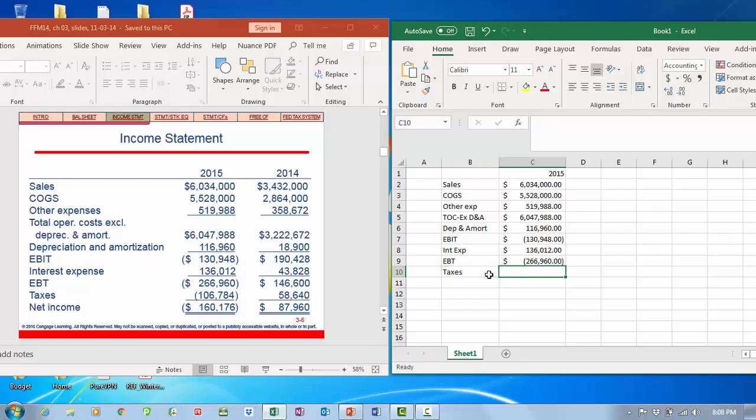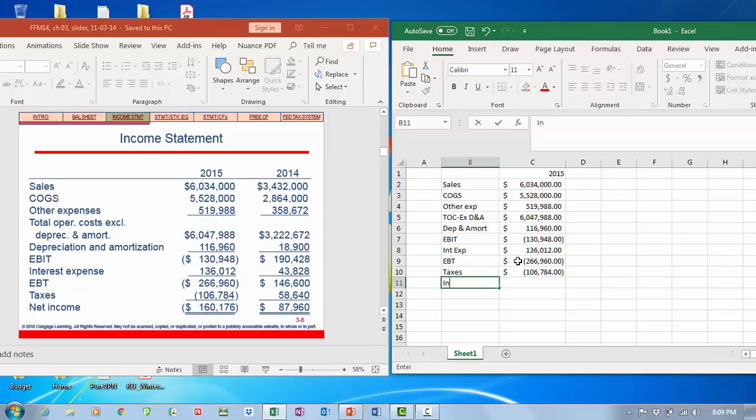Now taxes are the corporate taxes, and this is, as you can see, a negative number. That means it's charged back. That is, the company is not paying taxes. On the other hand, it's charging back because it's a loss, and we'll discuss that in slides to follow. This is going to be a percentage of your total earnings before taxes, which I believe should be 40%. Let me see. Yeah, it's 40%, 106,784. So that's a negative number again.